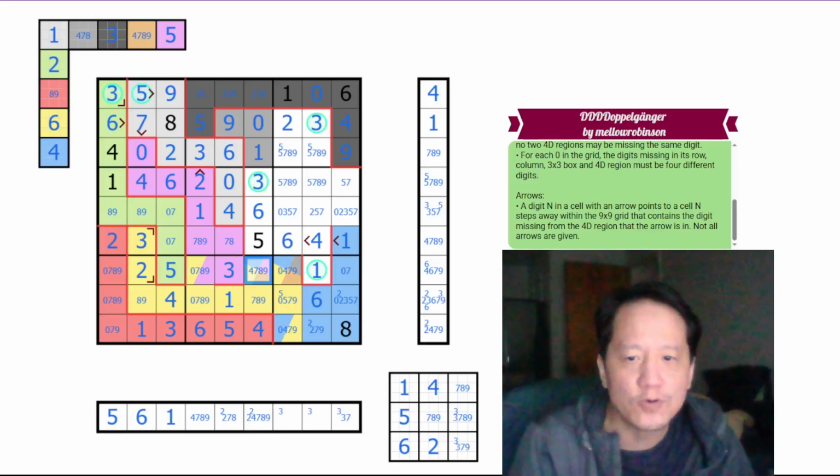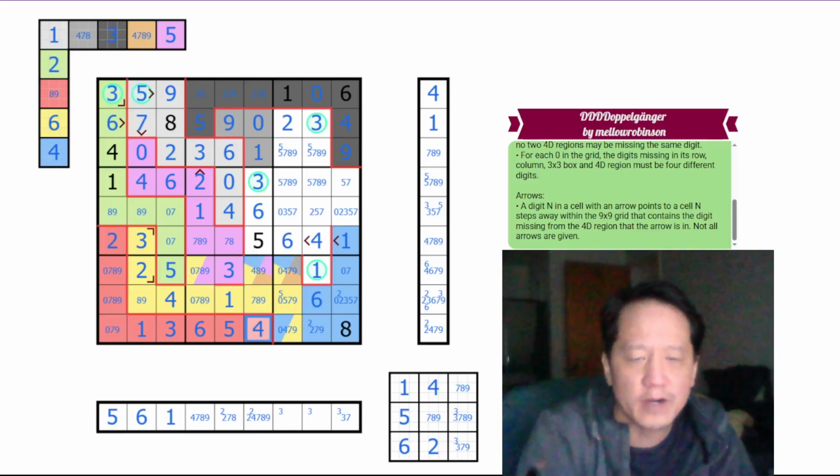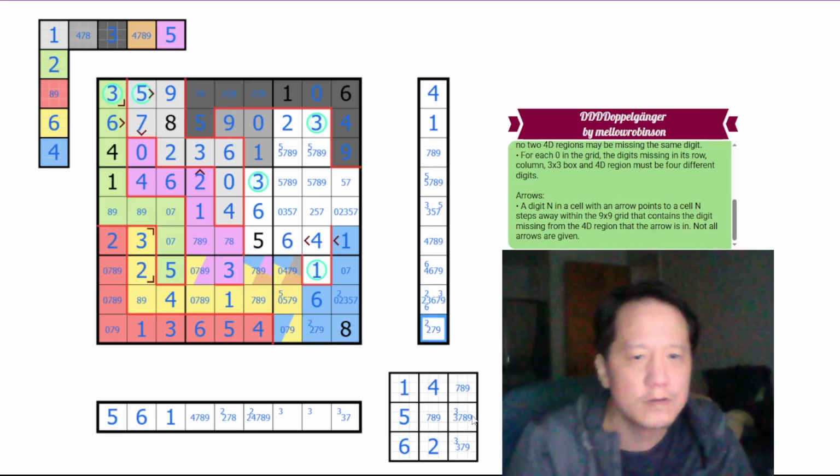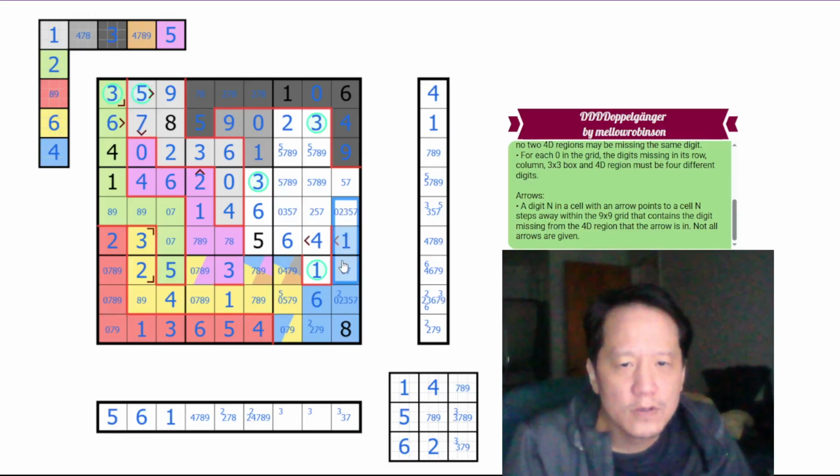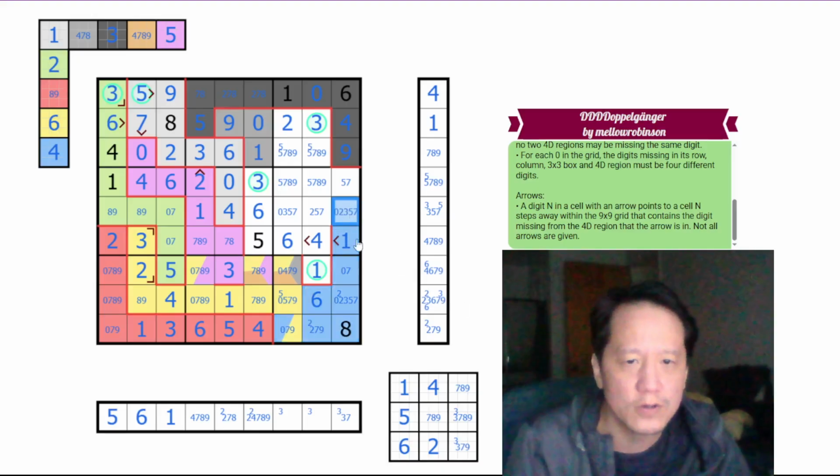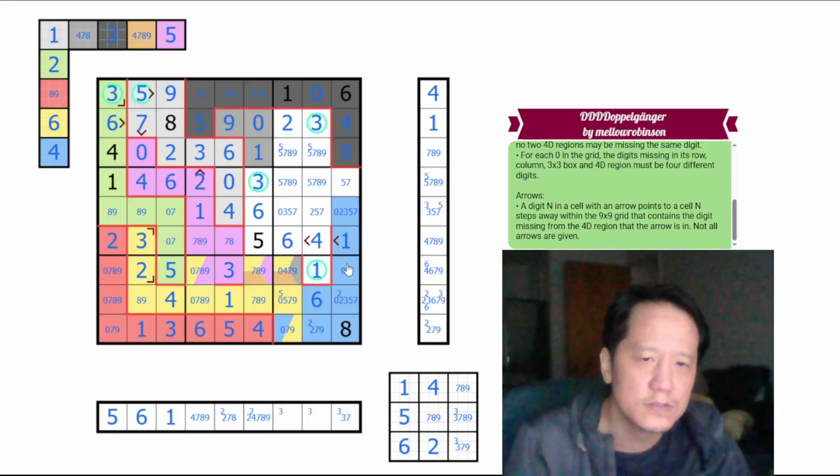That eliminates 4 from the rest of the column and box and row. So this can't be missing a 4 then. Blue has 1, 2... Okay, so this can't be blue anymore. We can go 1, 2, 3, 4, 5, 6, 7 at most. So this is blue here. That's 8.